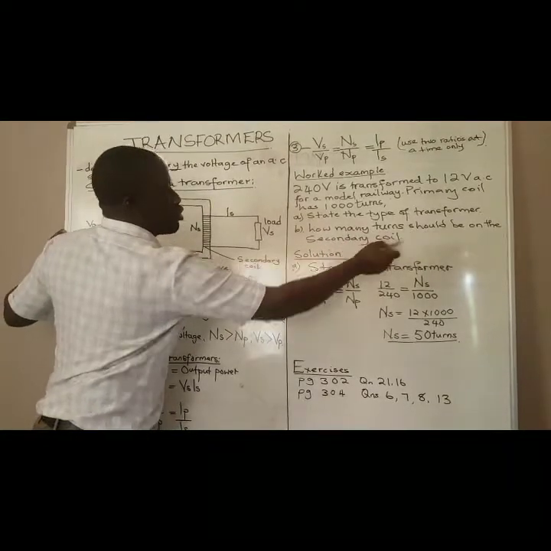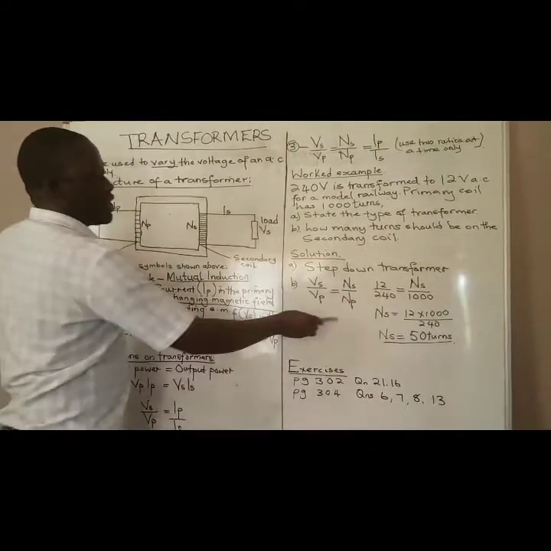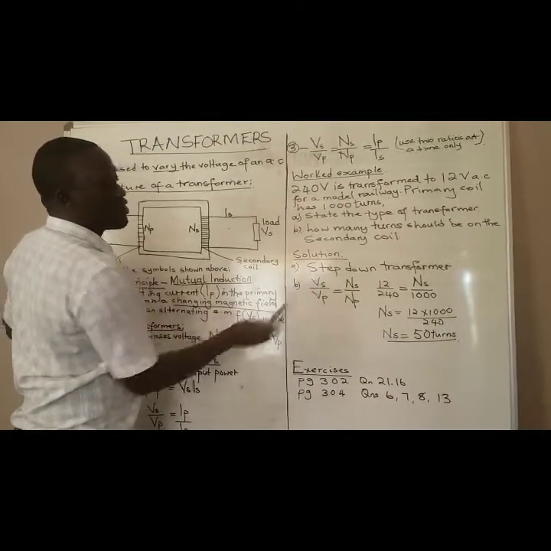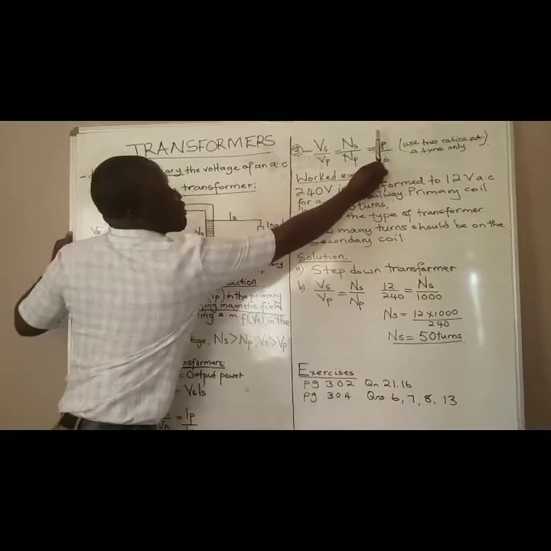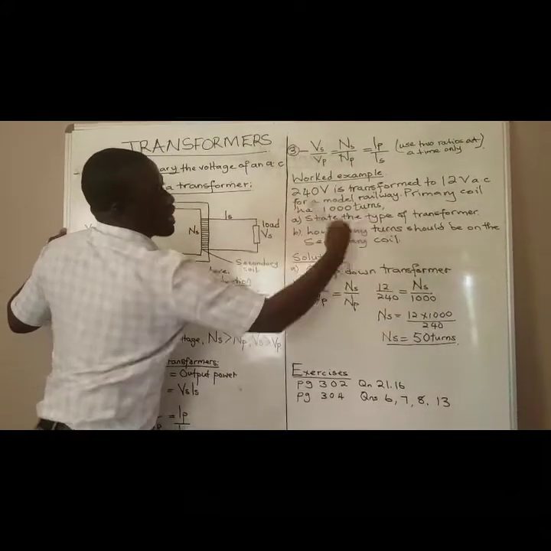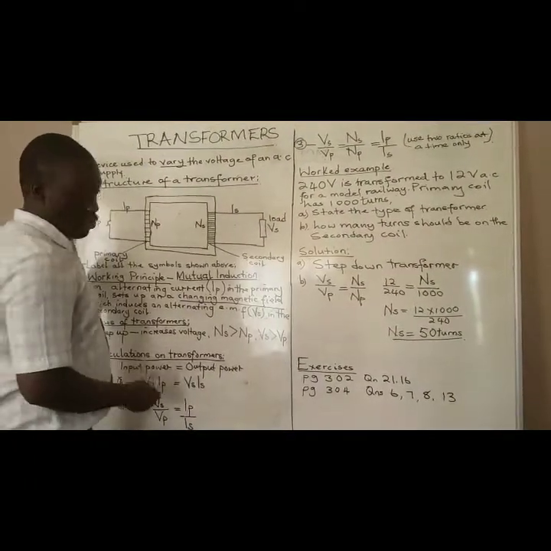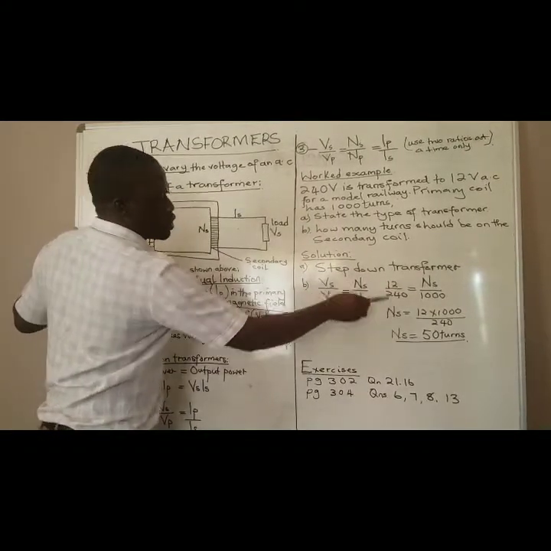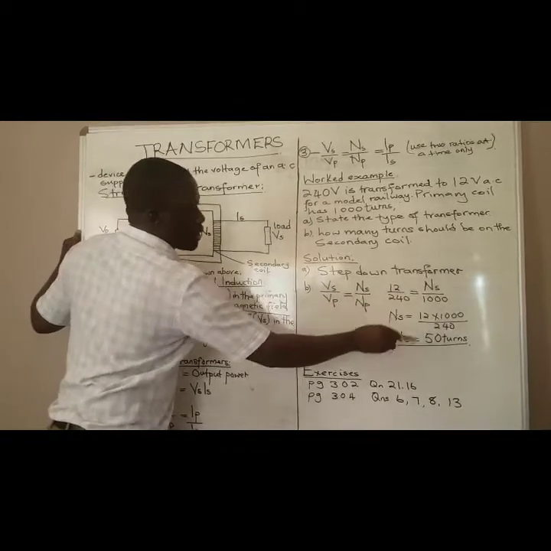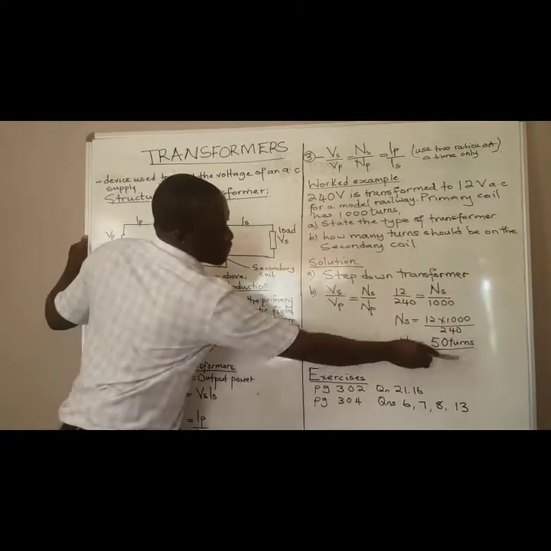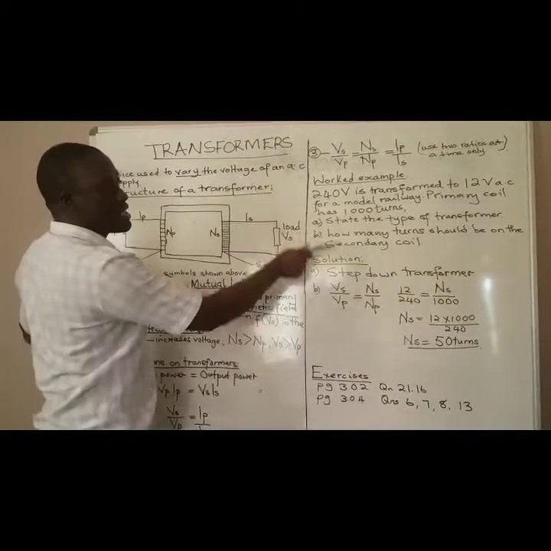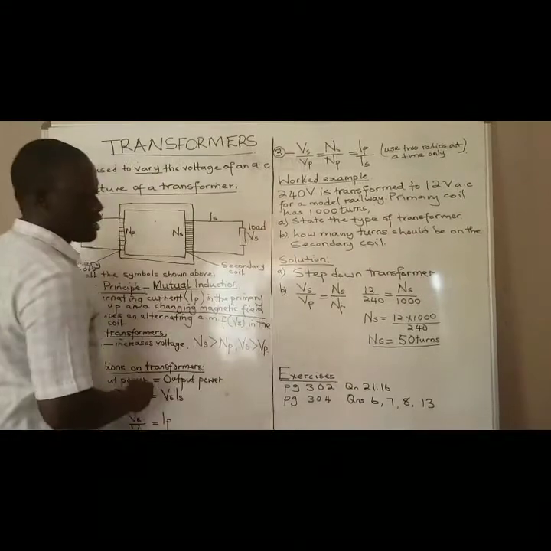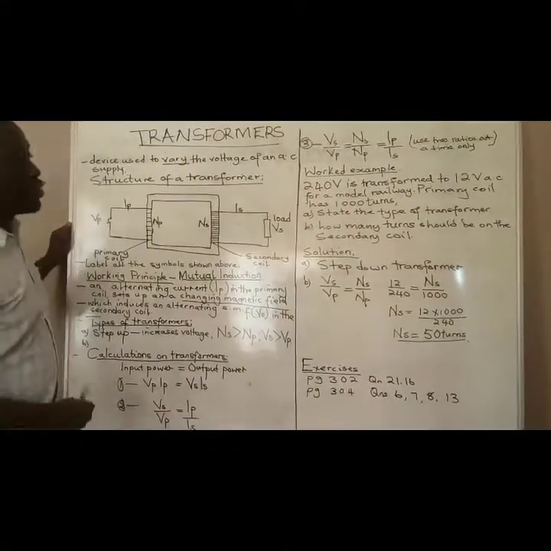Then you are required to go to part B. How many turns should be on the secondary coil? And we are saying you are going to use this equation or this ratio, the one with voltage and the one with number of turns. You ignore this one for current because we don't have current values in your calculation. You only have these ones. So you concentrate on that. Substitute into your formula. You cross multiply, divide. Final answer here, 50 turns. Already showing that this is a step-down transformer, from 1000 turns to 50 turns. Then it steps down.